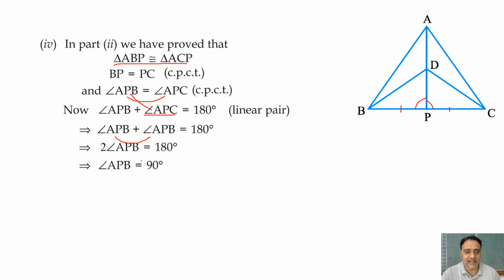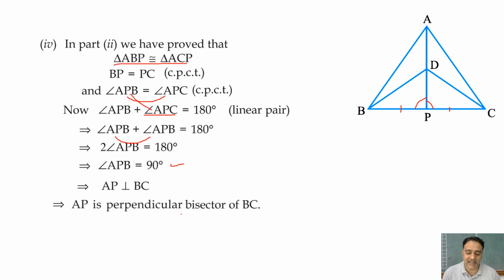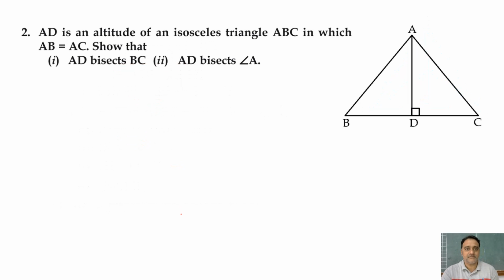So angle APB is equal to 90 degrees. So AP is perpendicular to BC. AP is perpendicular to BC and BP is equal to BC will imply AP is the perpendicular bisector of BC. Any doubt? No, sir. Okay. So now we'll move towards question number 2.